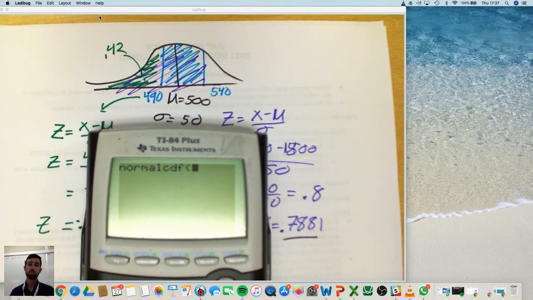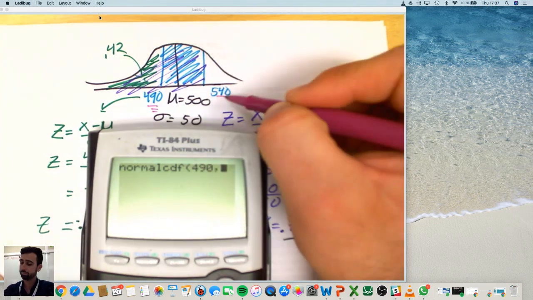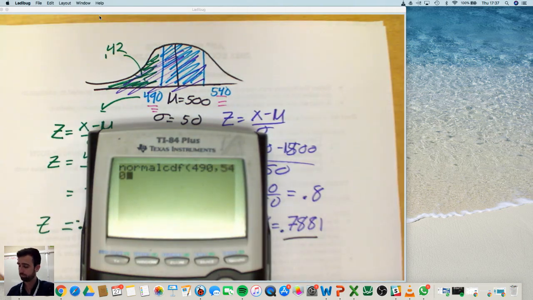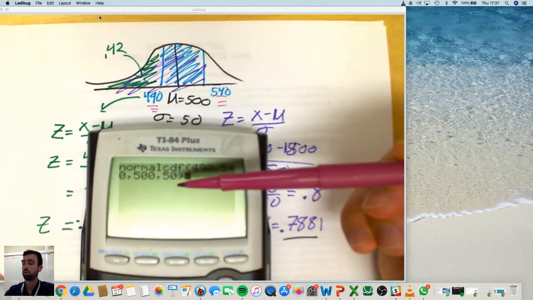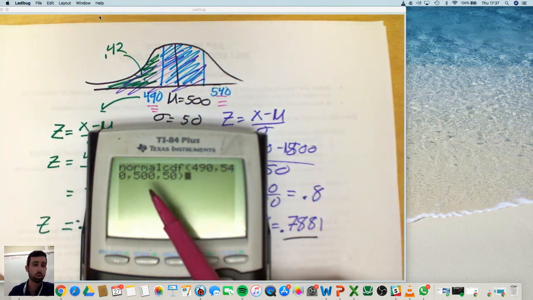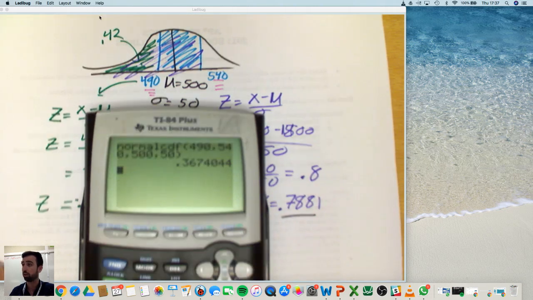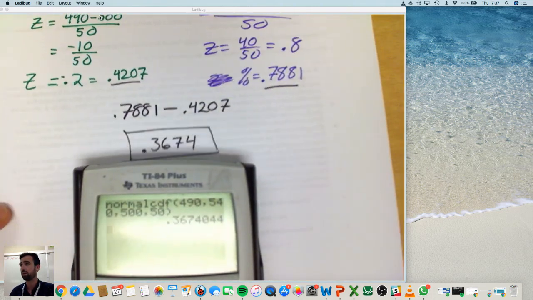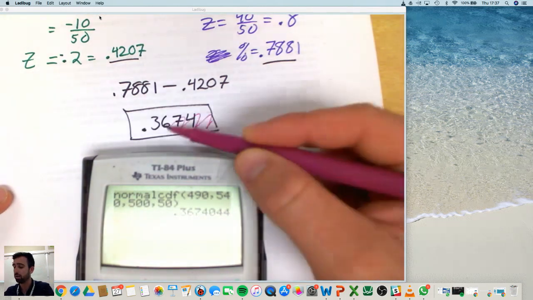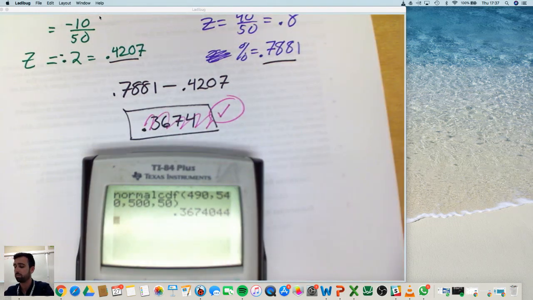We're still going to do that, but this time our low value is going to be 490. Our high value is going to be 540. And our average stays the same, and our standard deviation stays the same. So I'm telling the calculator, hey, in this normal curve that has an average of 500 and a standard deviation of 50, find me the area between 490 and 540. And look at that. We get a number that's almost identical to what we got when we did it by hand. And it took a fraction of the time.